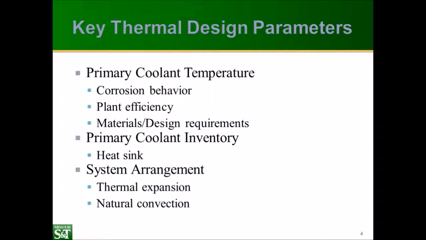And finally, you have to look at the system arrangement. When different components are at different temperatures, they're going to have varying thermal expansion. So you need to look at how those temperatures are going to be distributed to look at thermal expansion and thermal stresses. And then you're also going to have natural circulation in the system. Especially during accident scenarios, natural circulation is very important. So you want to make sure that your system is designed in such a way to take advantage of that to help maintain reactor cooling if something would happen and your reactor has to shut down.